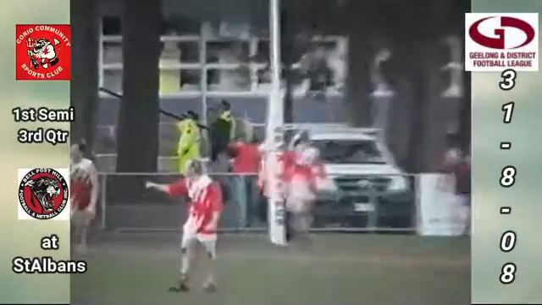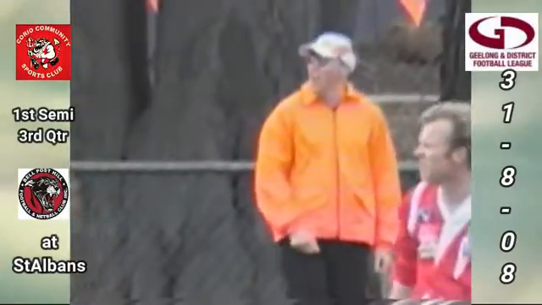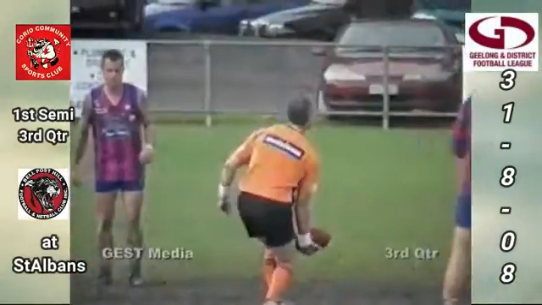Kafka loads up, kicks towards goal. It goes across the face. No, it doesn't. It goes through. So that's Kafka's third goal of the afternoon. He's second for the quarter. Kick the next couple of goals.